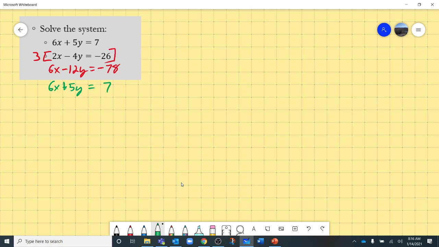And if we add these, then we're going to have a problem, right? 6x plus 6x is 12x. That doesn't eliminate it. That just makes it bigger. And we're trying to eliminate it. So let's subtract these two equations.